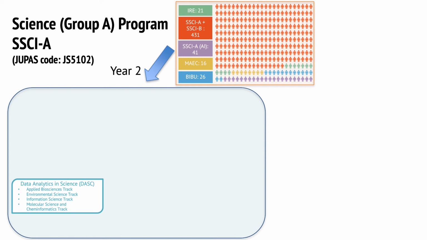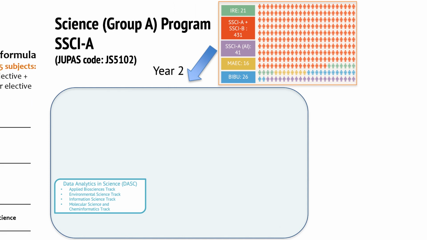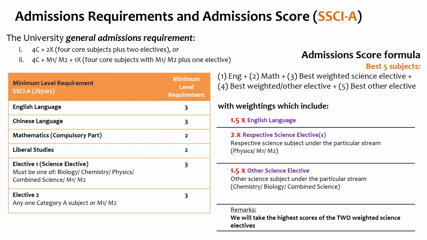For Science A and Science B, we will take approximately 200 and 260 students respectively. For DASC, we are setting a quota of around 100. We believe this is large enough to accept everyone who might be interested in it. The last thing that I want to mention is the admission requirements and admission score formula.